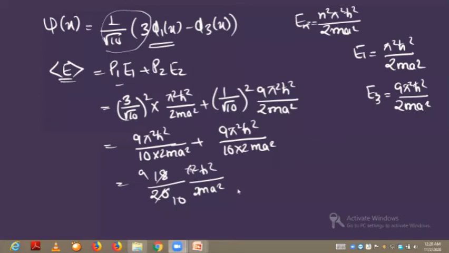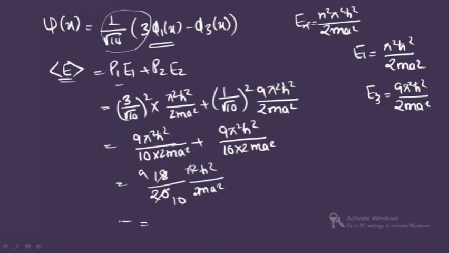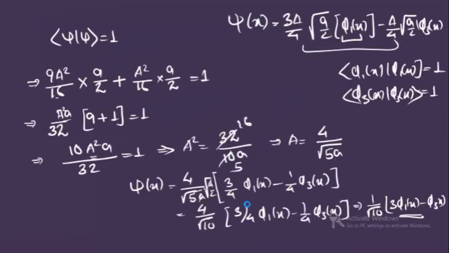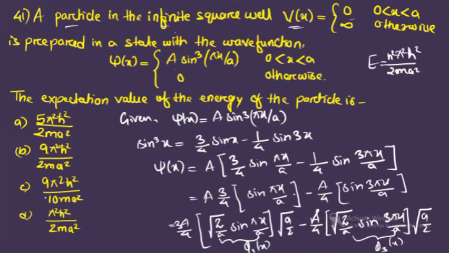So finally what you are getting here is the expectation value of E, 9 by 10 pi square h cut square by ma square. Alright, so now let's check the option. It is 9 by 10 pi square h cut square by ma square. The correct option is option C here. Clear?